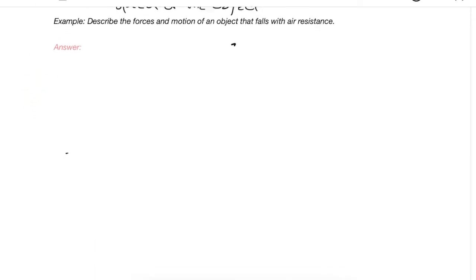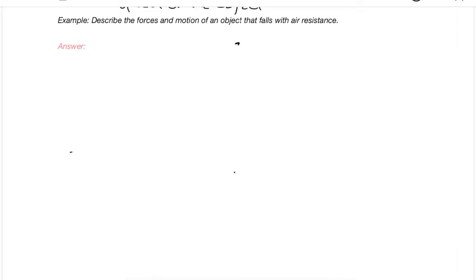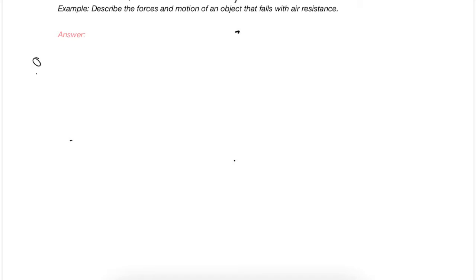So the first thing we want to do is look at what happens when an object falls with air resistance. So instead of falling freely, this time the object's going to fall, and we are going to take into account air resistance. So what happens with this object? Well, we're going to look at it step by step, looking at how the force acts on it through free body diagrams. So the first thing that happens is the object falls because of gravity, because of the force of gravity.